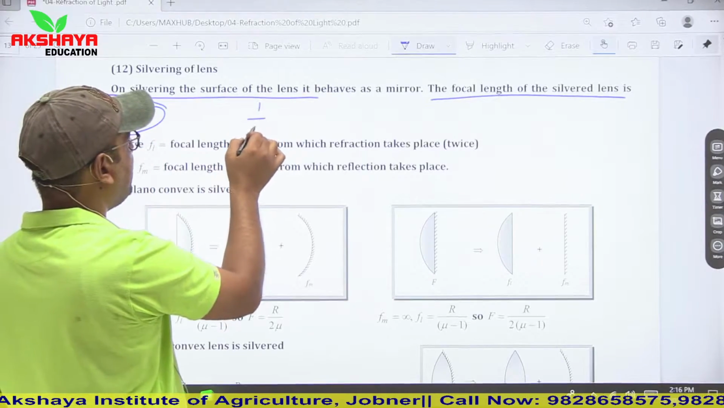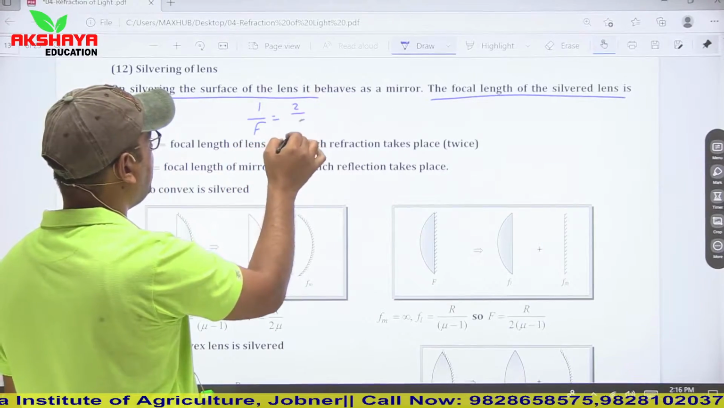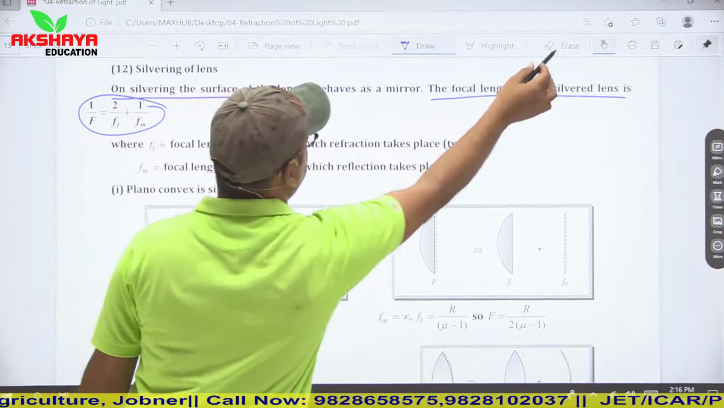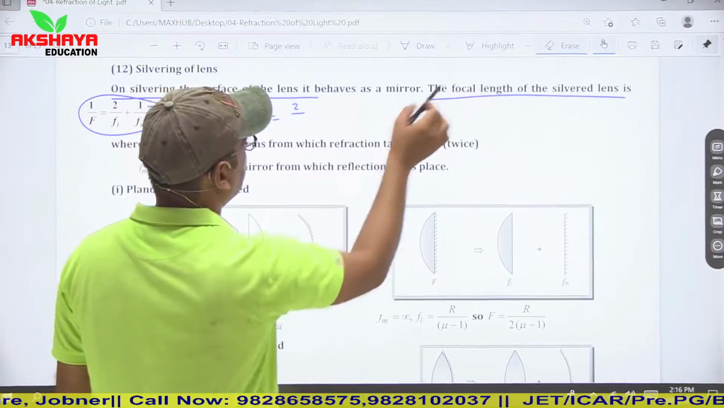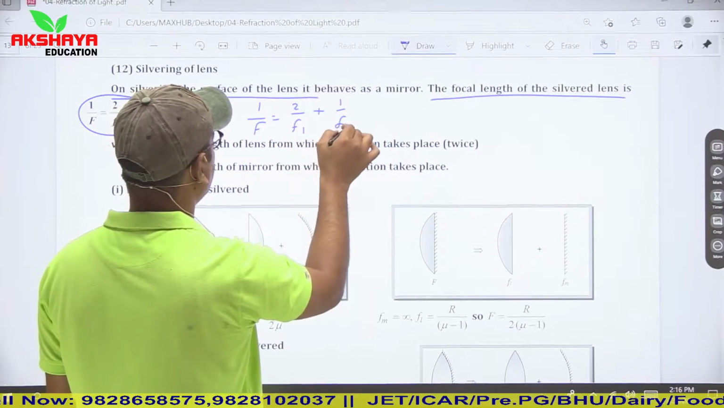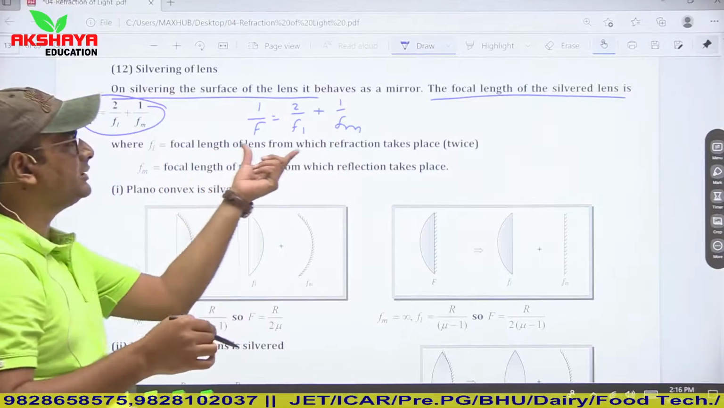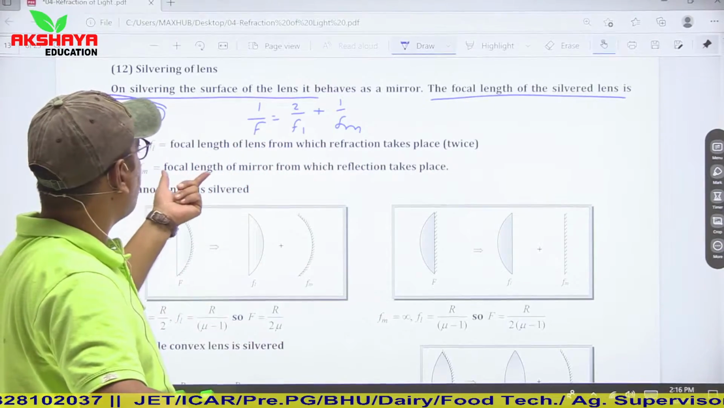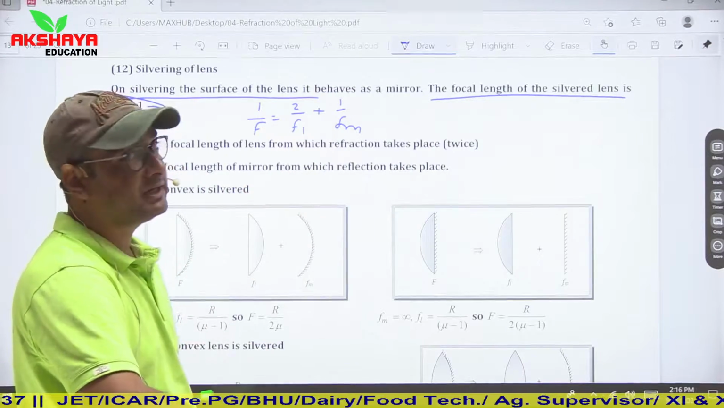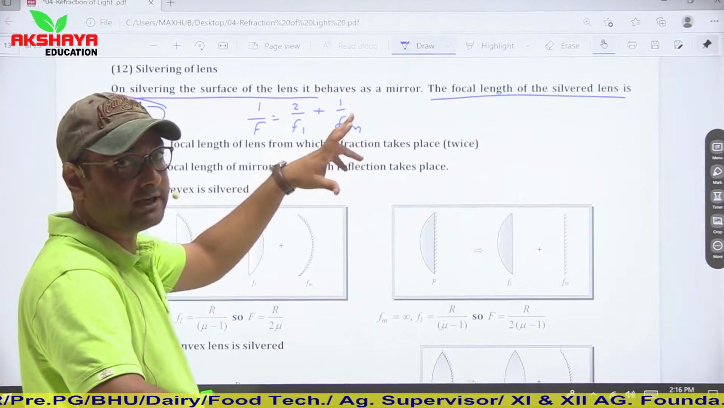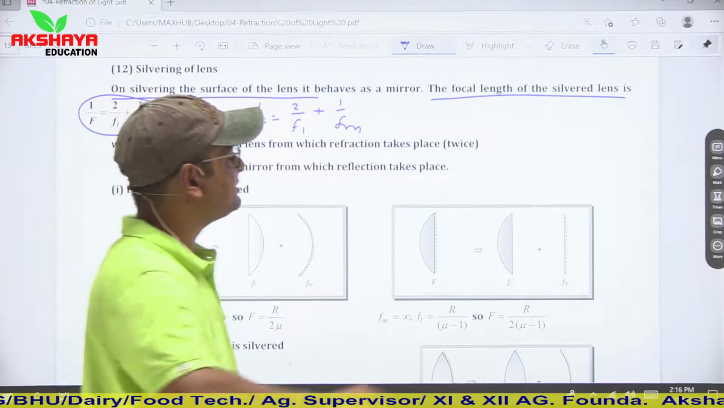So it is 1 upon F is equal to 2 upon f1 plus 1 upon fm. Here f1 is the focal length of the lens from which refraction takes place, and fm is the focal length of the mirror from which reflection takes place. So this is the mirror, the surface which has been silvered.